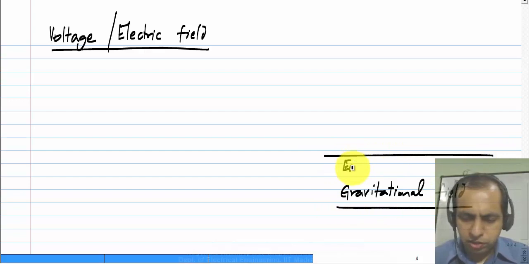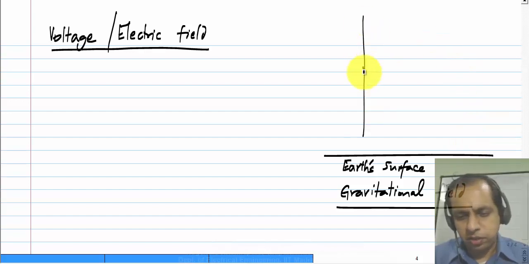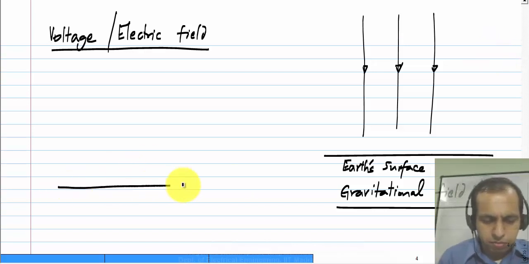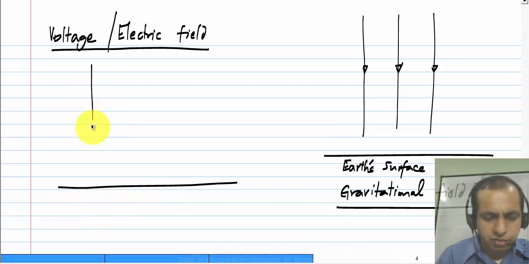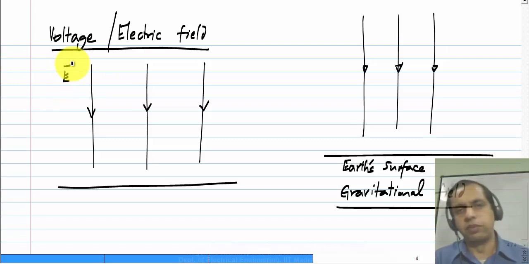So you can think of this as Earth's surface, but of course it could be anything else which creates a gravitational field, and I will consider the gravitational field to be pointing downwards. And similarly, let's consider some source of electric field. We won't worry about what it is. I'll just show it in the downward direction because I showed the gravitational field in the downward direction. So let's say this is the electric field.